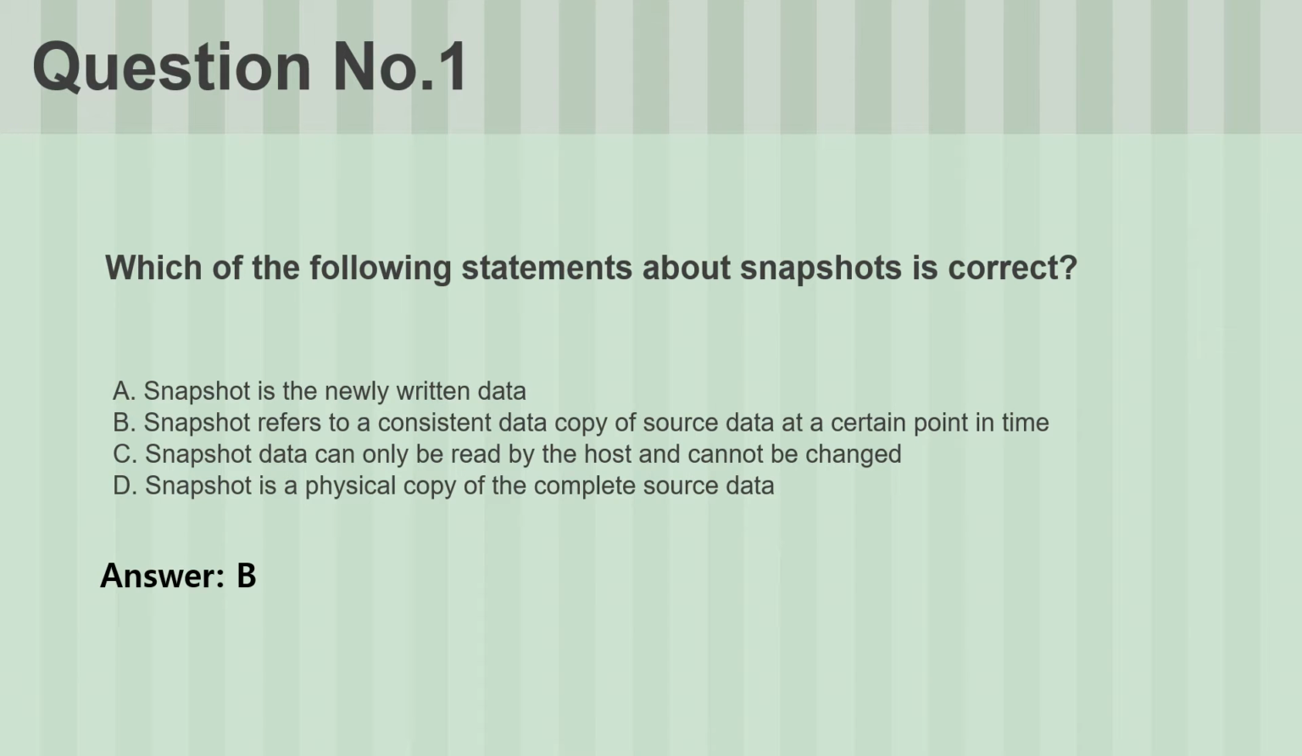Question number 1. Which of the following statements about snapshots is correct? A. Snapshot is the newly written data. B. Snapshot refers to a consistent data copy of source data at a certain point in time. C. Snapshot data can only be read by the host and cannot be changed. D. Snapshot is a physical copy of the complete source data. Answer: B.